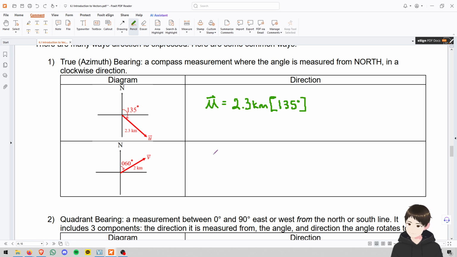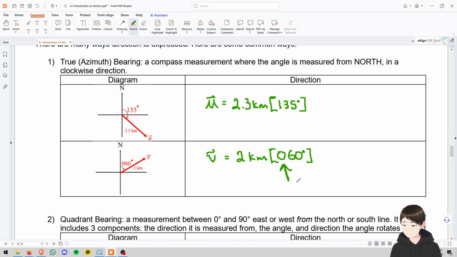And the same point, vector v has a magnitude of 2 kilometers with a bearing of 060 degrees. I am not sure if the 0 there is mandatory. I feel like it's redundant, but I'm going to keep consistent with what I have learned and what the textbook does. Okay? You could investigate and teach me if you want.